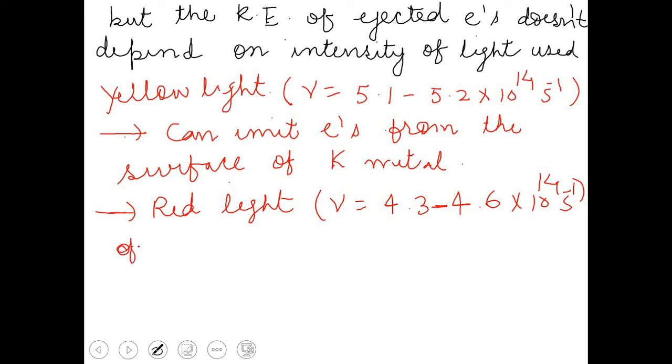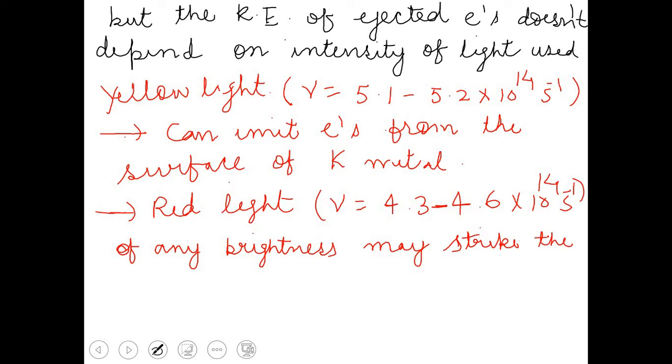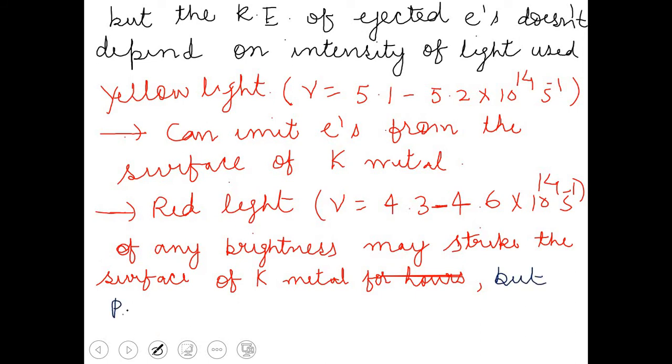of any brightness may strike the surface of potassium metal, but electrons will not be ejected. It may strike the surface of potassium metal for hours, but photoelectrons are not emitted. Ejection of photoelectrons does not take place.